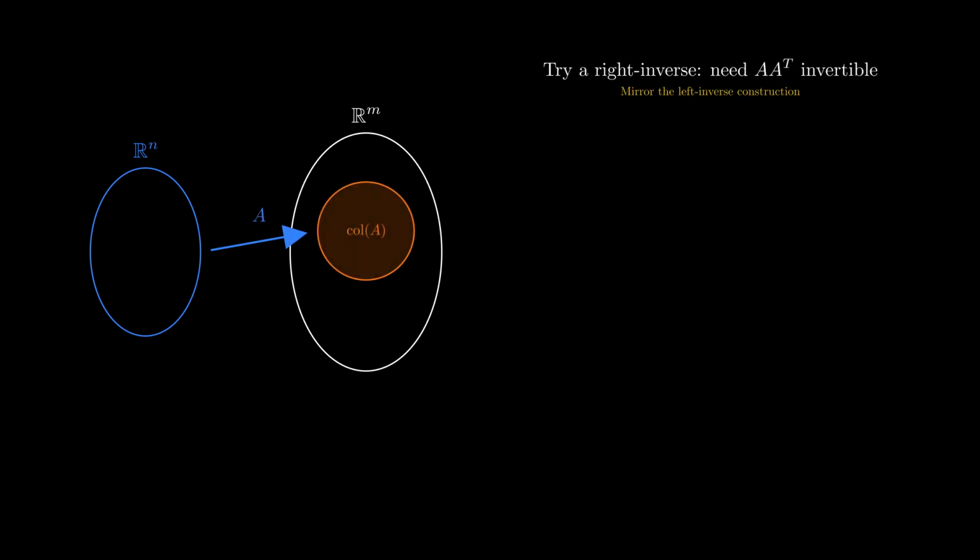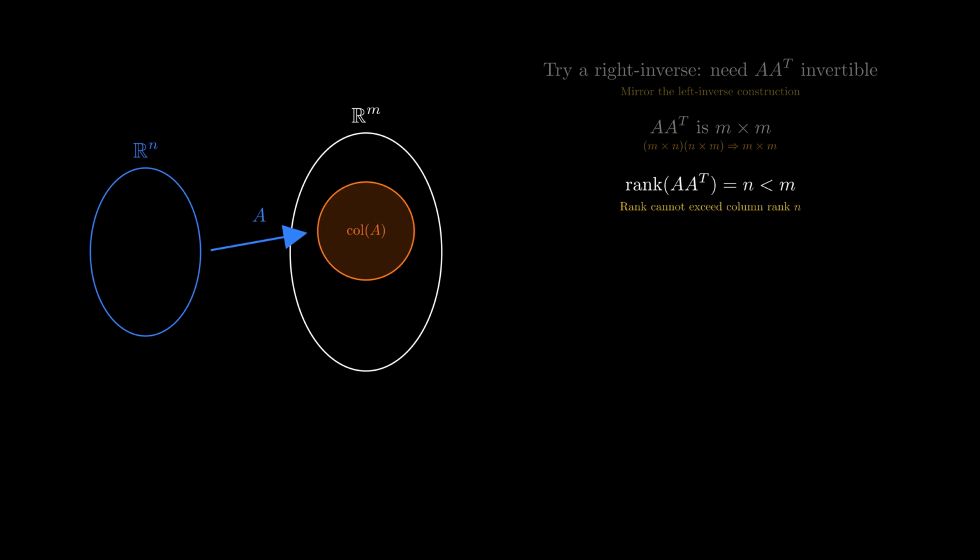Now push it one step further. What about the other side? Try the same kind of matrix on the right. To do that, you would need the product A times A transpose to be invertible. But here's the problem. A times A transpose is an m by m matrix, while its rank is only n, and n is less than m. A bigger matrix carrying too little rank simply cannot be invertible. So in the tall case, no right inverse exists.